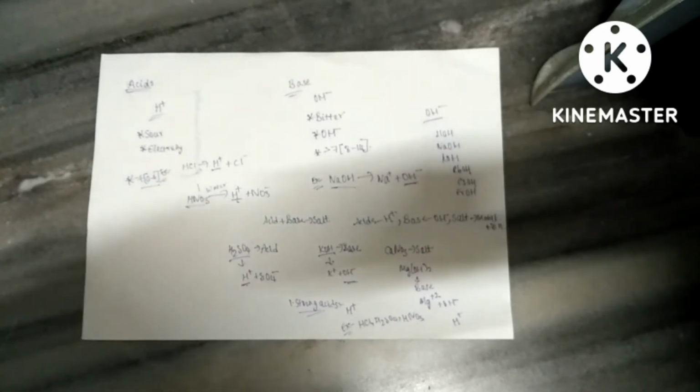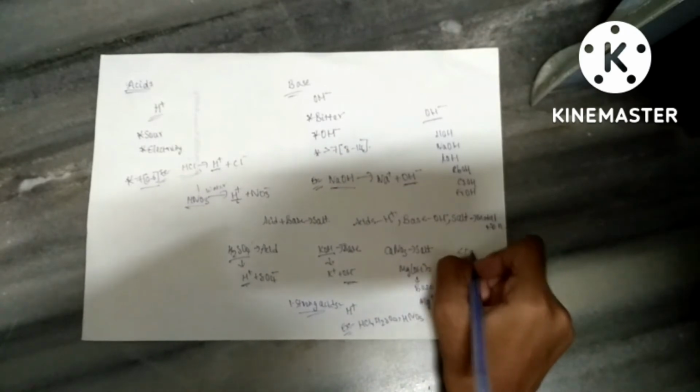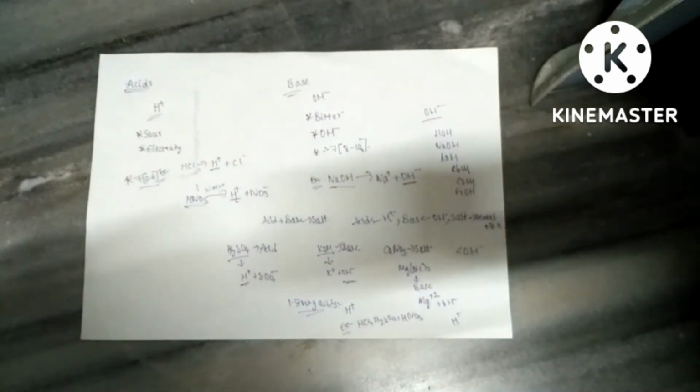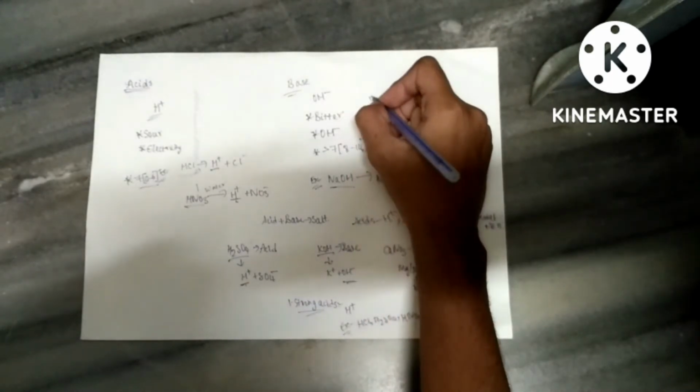Next, what are weak bases? Weak bases are the bases which partially, I mean incompletely, dissolve in water and give less number of OH minus ions. Weak bases give less number of OH minus ions and produce less electricity. What are the examples for weak bases?